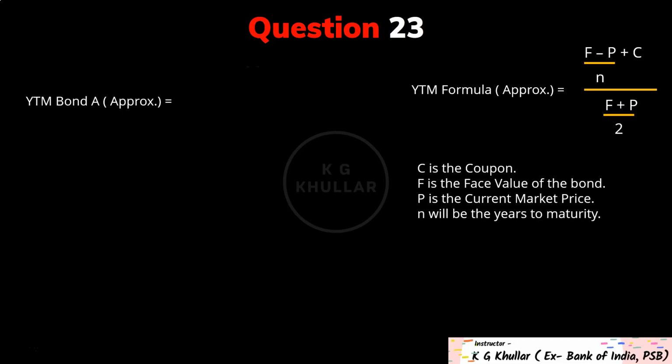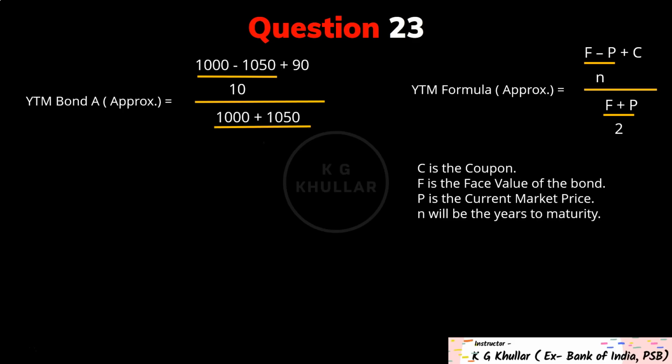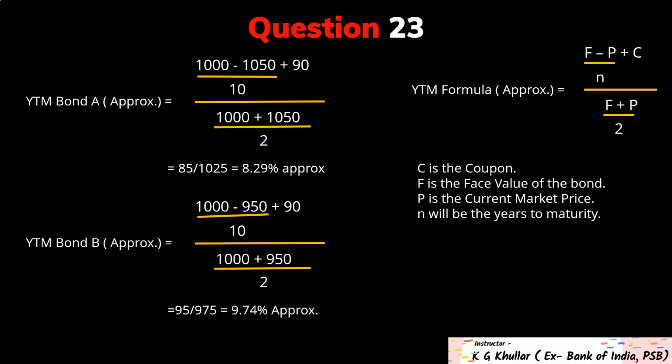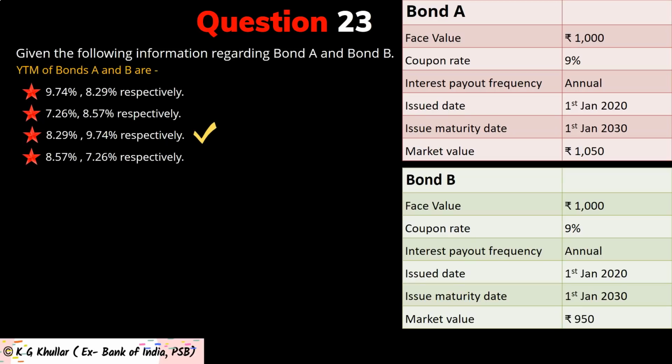So yield to maturity for bond A will be 1000 minus 1050 divided by 10 plus 90, and whole of this divided by 1000 plus 1050 divided by 2. On solving this, we get 85 divided by 1025 equals 8.29% approximately. Similarly, yield to maturity of bond B will be 1000 minus 950 divided by 10 plus 90, divided by 1000 plus 950 divided by 2. On solving this, we get 95 divided by 975 equals 9.74%. So as you can see, the correct answer for the given question is option C.